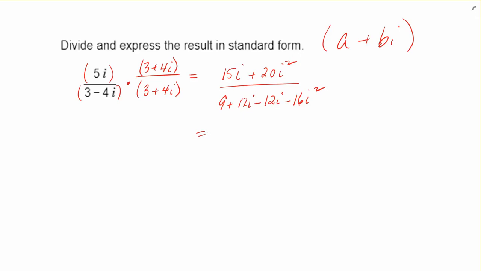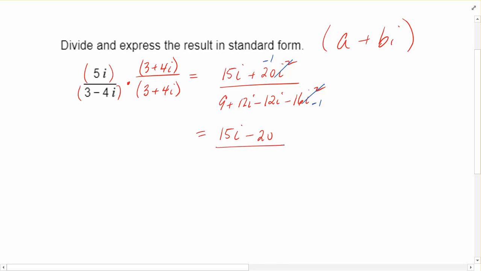Now remember that anytime I have an i squared, that turns into a negative 1. So I'm just going to cross that out and I'm going to put a negative 1 here, so I'll remember it. The same thing is going to happen down here. This is going to become a negative 1. So the numerator is now going to look like 15i minus 20. And it's a minus 20 because a negative 1 times 20i squared is a negative 20.